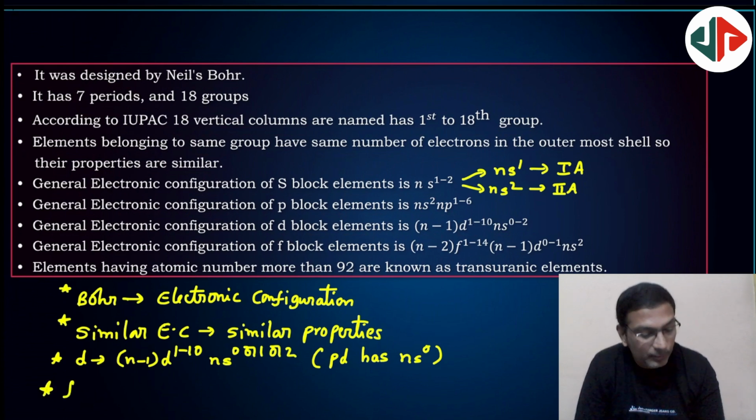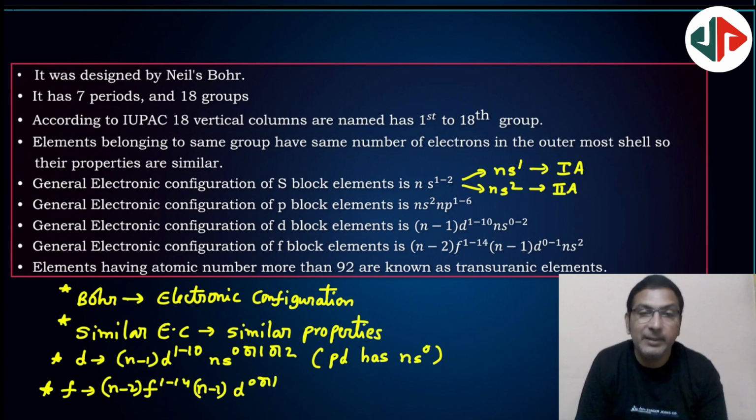Next for f-block: (n-2)f1 to 14 gradual filling, (n-1)d0 or 1. Some elements will have (n-1)d0, some elements d1. And ns2 is common for all the elements.